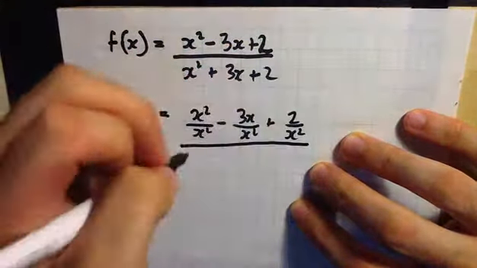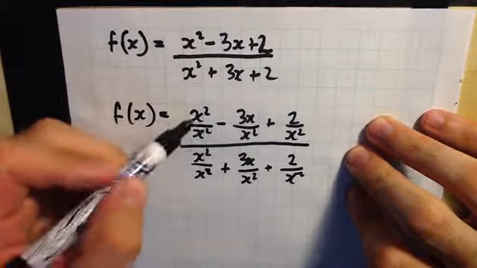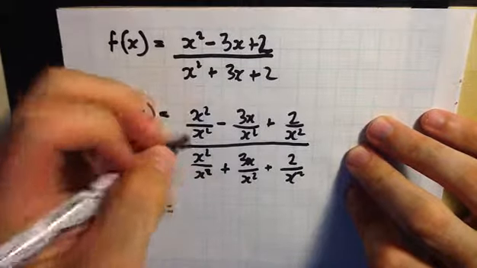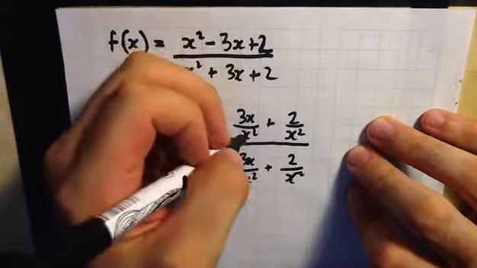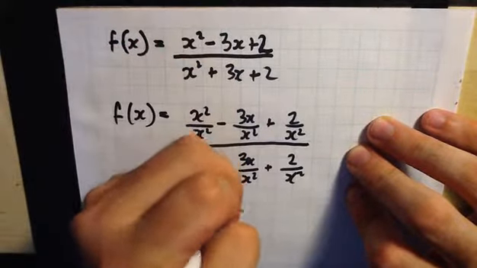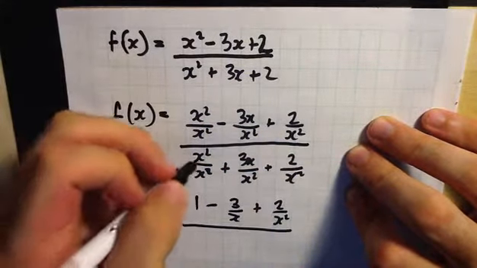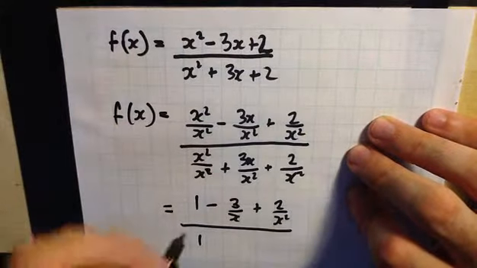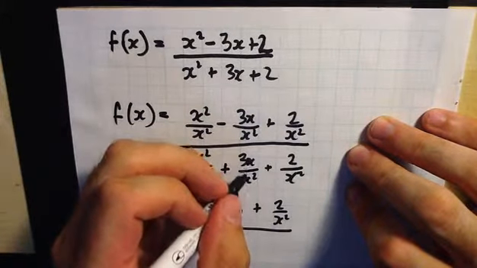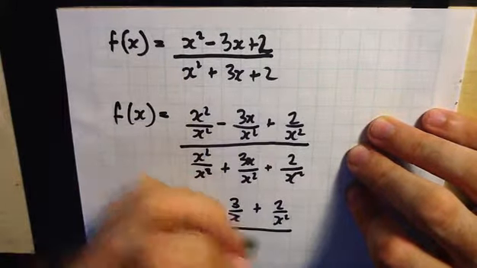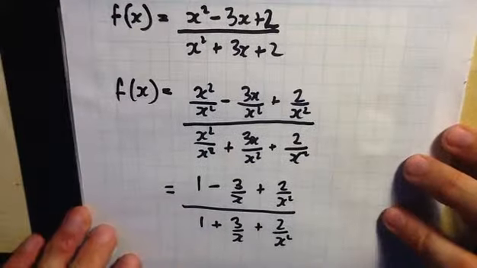Alright, now we do the check. You can see that this is 1 and 1 here, so x squared divided by x squared is 1. What's 3x divided by x squared? Cancel out an x, that would be 3 on x, and plus 2 on x squared. Now I've got it to this form here.